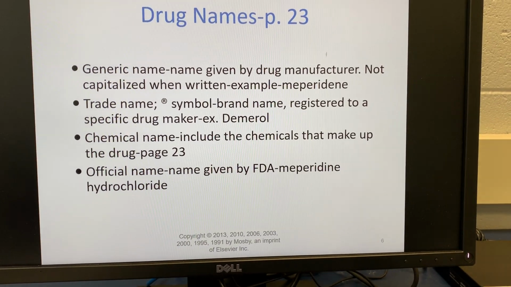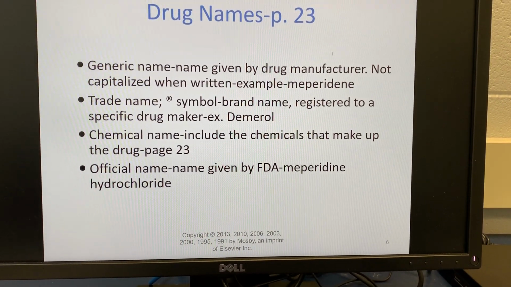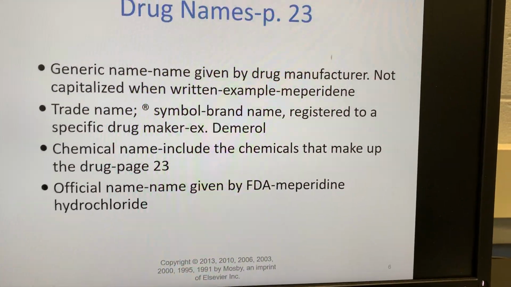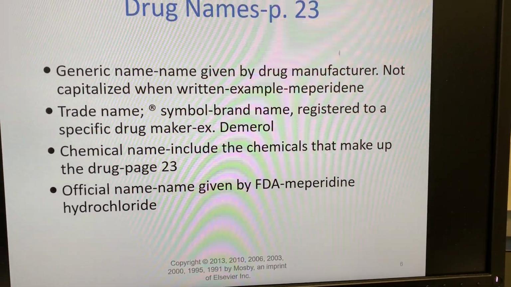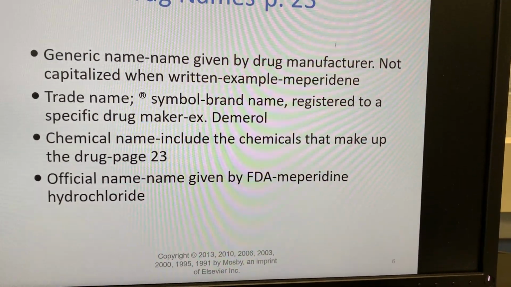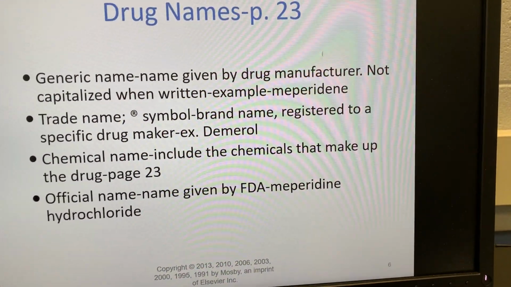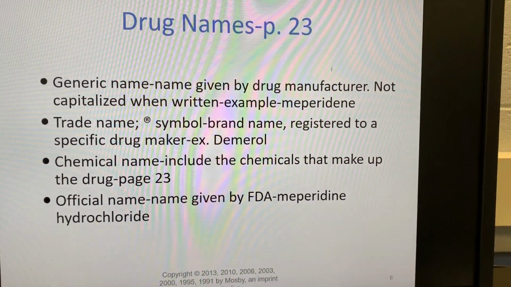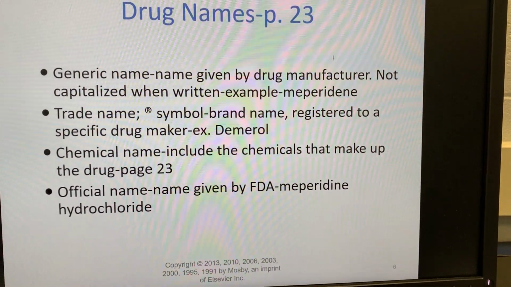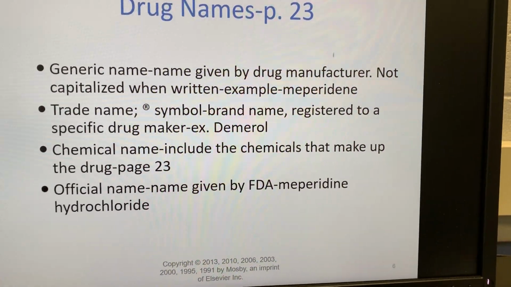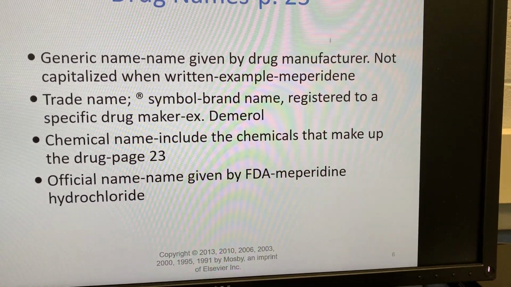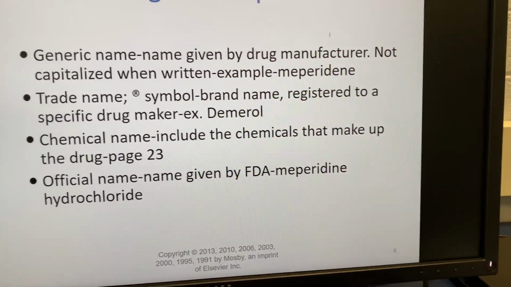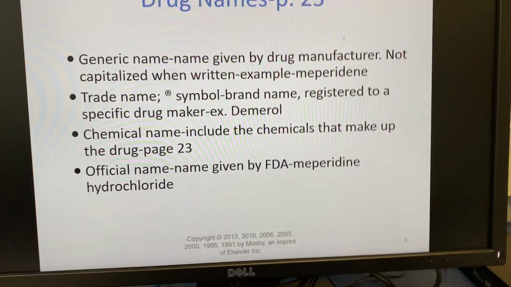Usually it is just a general name and it is not capitalized when it's written. An example of this would be meperidine. Meperidine is a drug developed by a particular manufacturer. Now most doses of this drug, which was known by its trade name Demerol, is now just generic meperidine, meaning it wasn't the original company that makes it, it was other companies that acquired the patent and were allowed to make it.